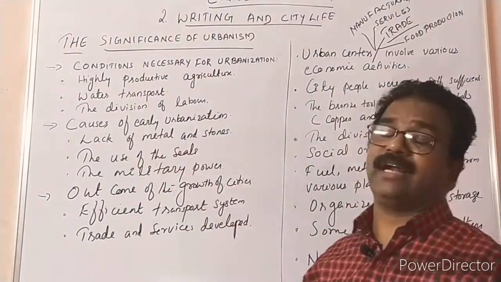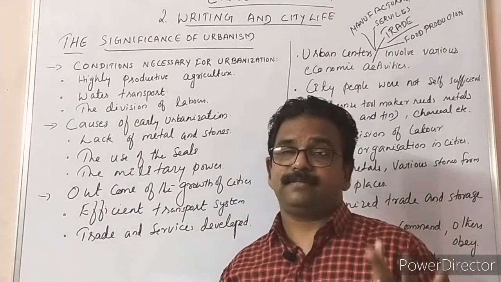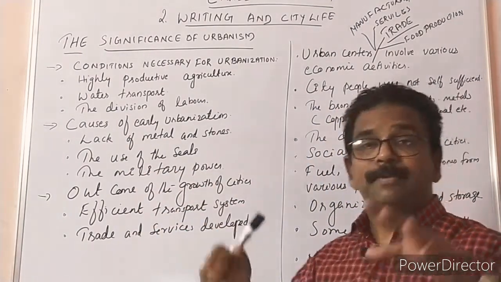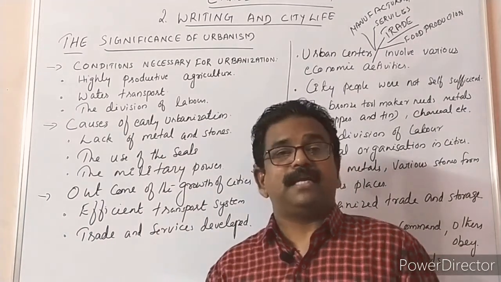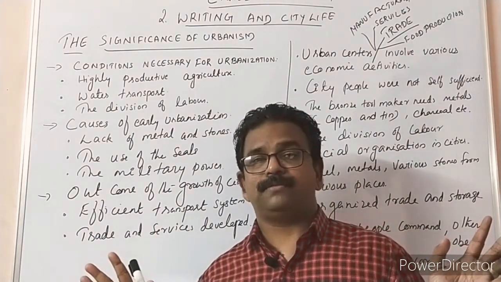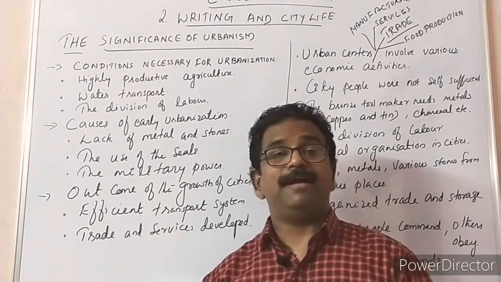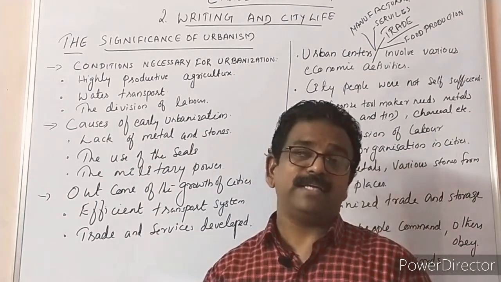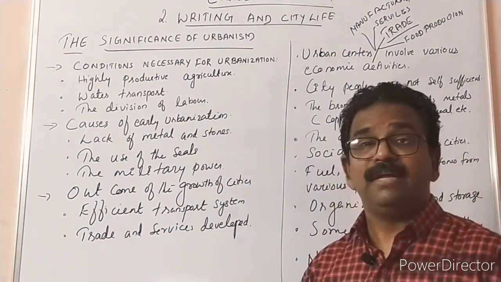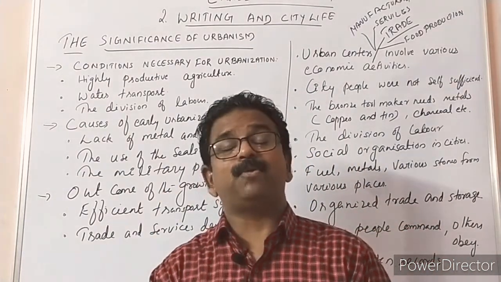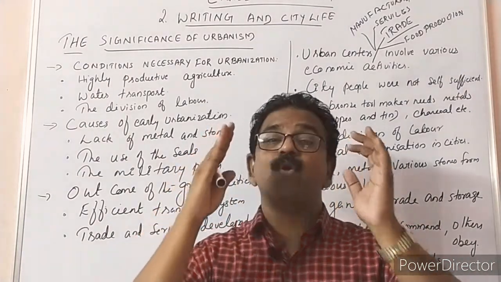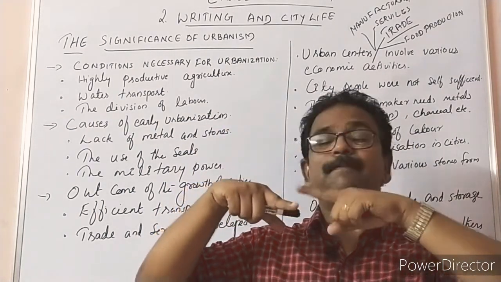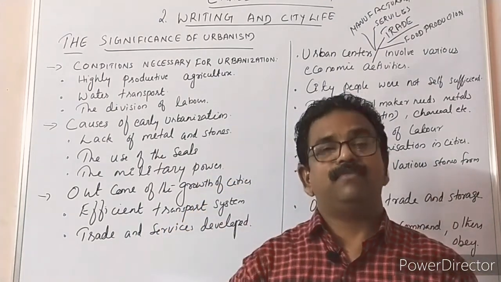Then what are the causes of early urbanization? Causes. If somebody asks like that, then you can give the answer. Lack of metal and stone, because in a city these are lacking: metal, stone, etc. Because we need bronze. Bronze is meant for the tools. Bronze is meant for various items. They wanted to manufacture various items, mainly tools. We can even say that in Mesopotamia, people used bronze weapons also. They used a spear also. They used bronze only for the tip of the spear.